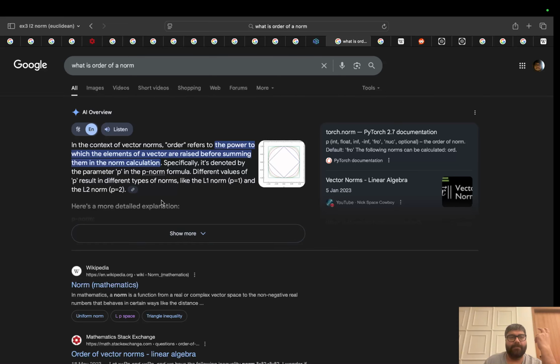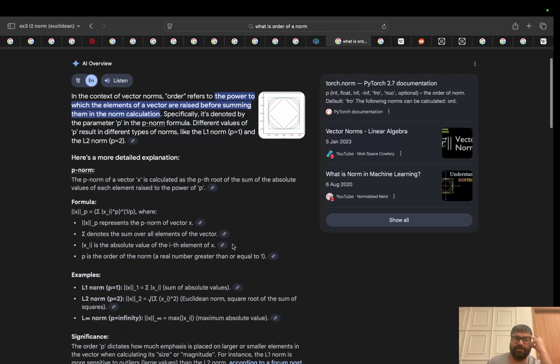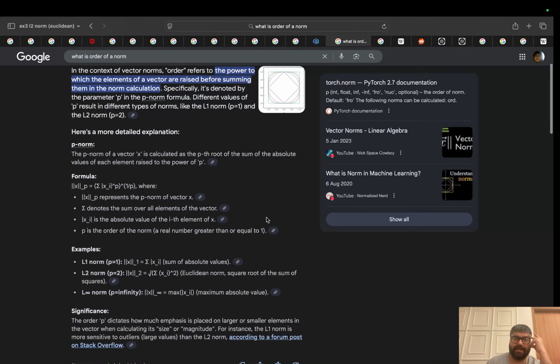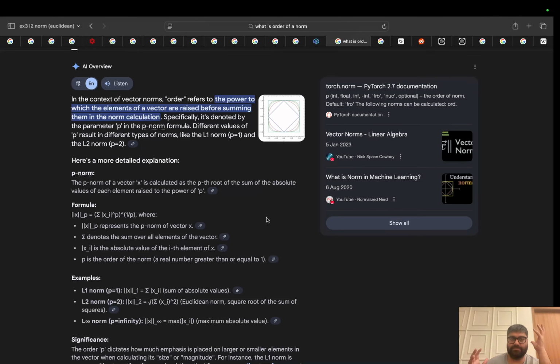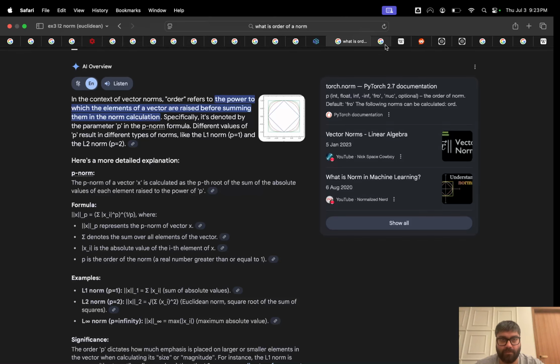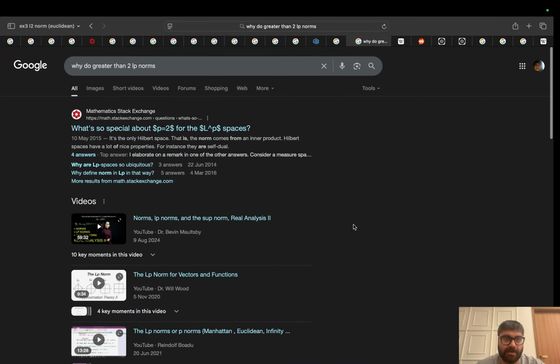And I ended up Googling what is the order of a norm, and that's when I realized, oh, the L1 and L2 norms aren't the only norms, right? There's actually LP norms. And L1 and L2 derive from that, and you can have an infinite number of these, which was like, what? That blew my mind.